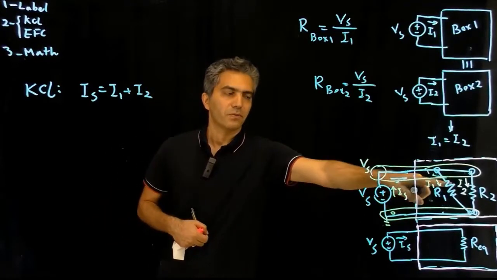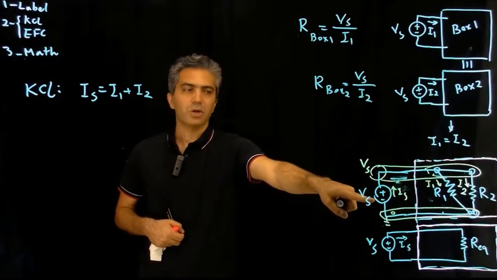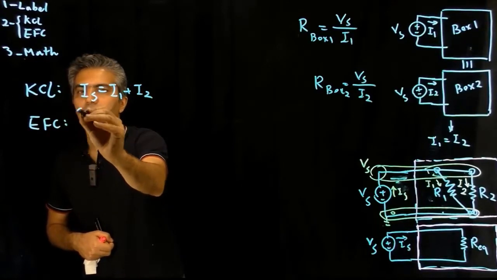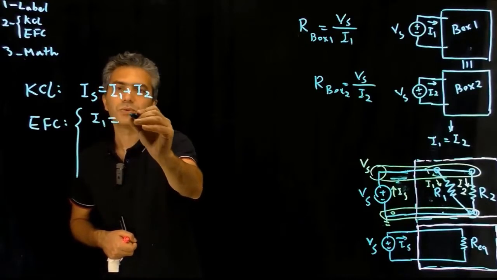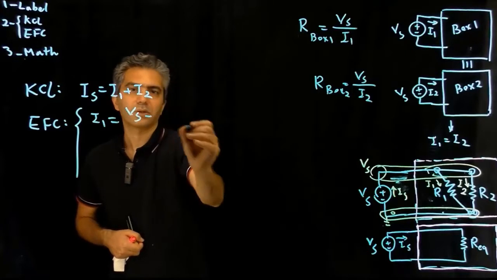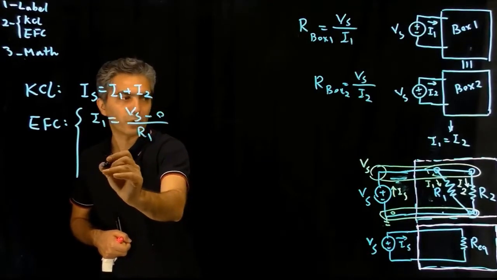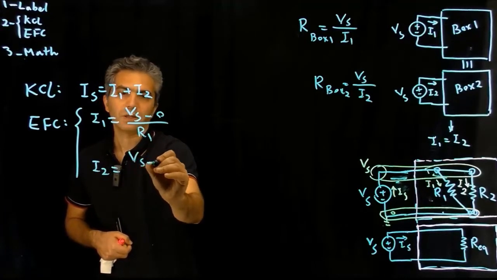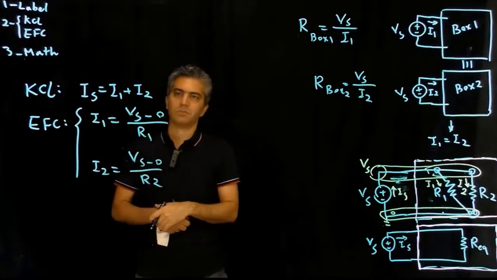And then write equations for the components. I have three components. I already wrote the equation for that component, so there are only two left. For R1, I know I1 is equal to Vs, the potential on one side, minus the potential on the other side, divided by R1. Then I2 is equal to Vs minus 0, divided by R2, and we're done. So the next step is just math.